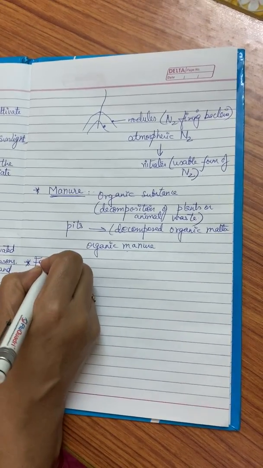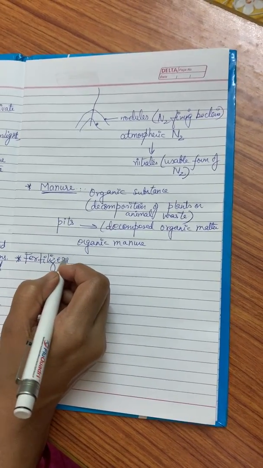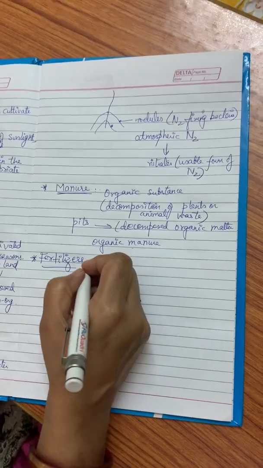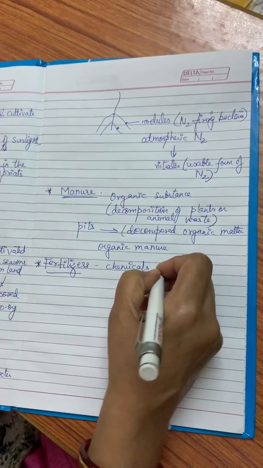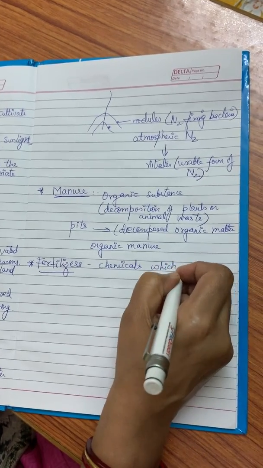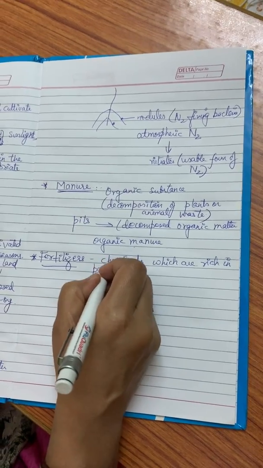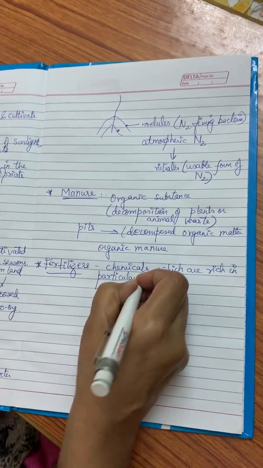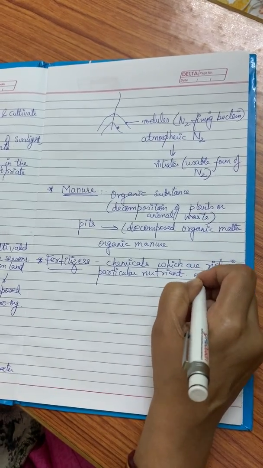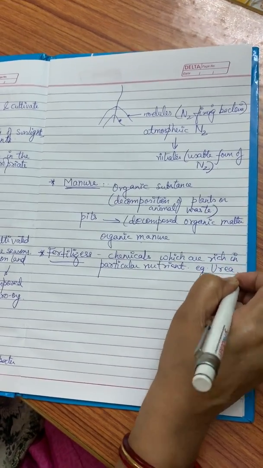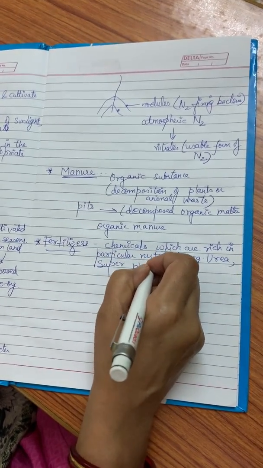The next is fertilizers. That is by adding fertilizers. Fertilizers are chemicals, they are not natural. They are the chemicals which are rich in a particular nutrient. Example, you have urea, superphosphate.